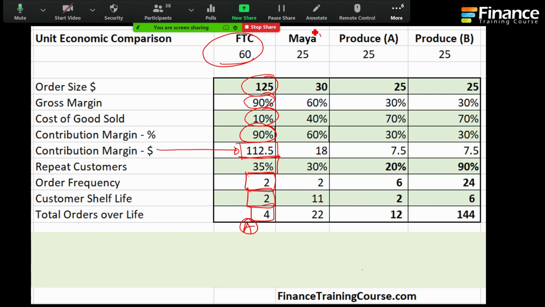Then there is Maya, our friend Maya that we already discussed. So order size is about $30, gross margin 60%, cost of goods sold 40%. Their contribution margin is about $18. Okay. And in terms of repeat customers, retention, it's about 30%. Order frequency is 2, but the length of the relationship is 11 years. So they do about 22 orders, and this becomes B.